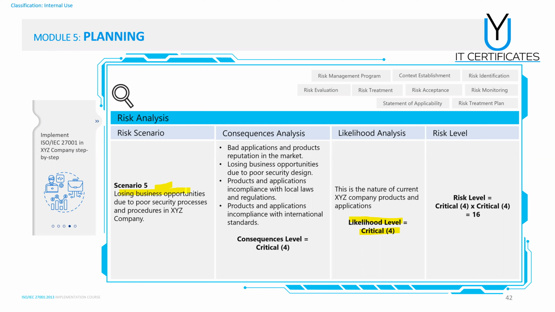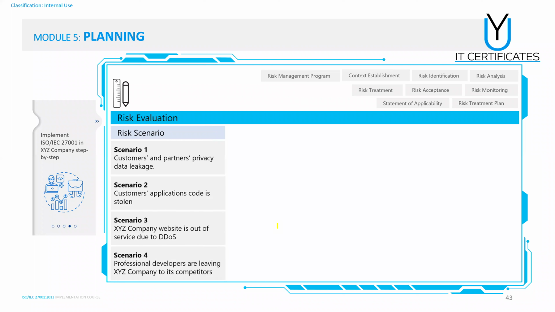that we're losing business opportunities due to poor security processes and procedures at XYZ, it's very critical. This can affect the XYZ company in the market. And of course, this is the nature of the current XYZ company products and application. And it has a critical value. Now the risk level is 16. This is very critical for all of us.